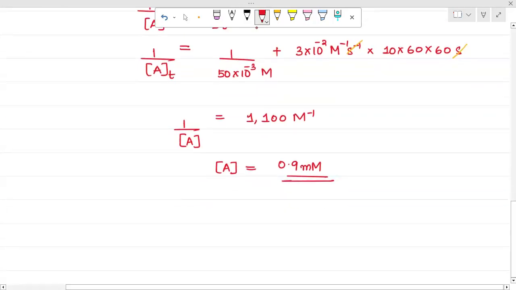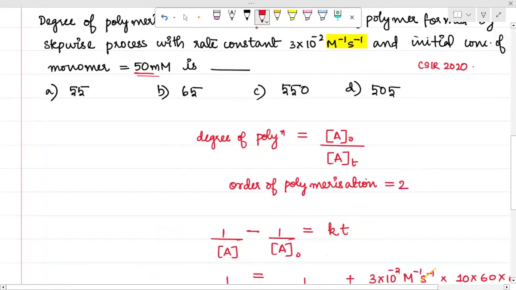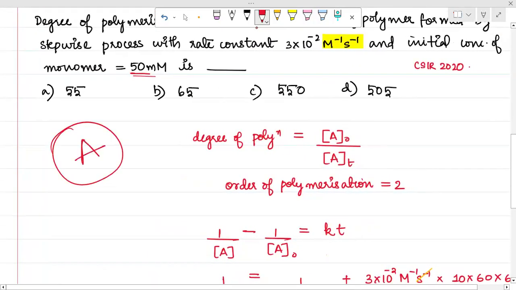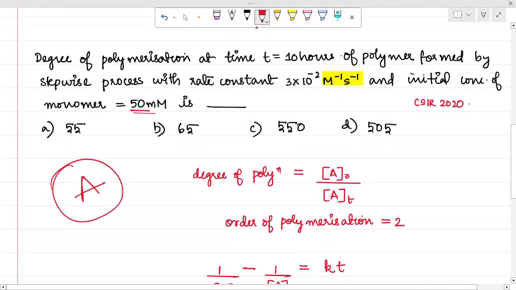So, very easy. Degree of polymerization is equal to the initial concentration, which is 50 millimolar, divided by the final concentration, which is 0.9 millimolar. That is equal to 55.5 is what we get. And the correct option is option A. A very beautiful question, which is connected with chemical kinetics. So it's a good one.